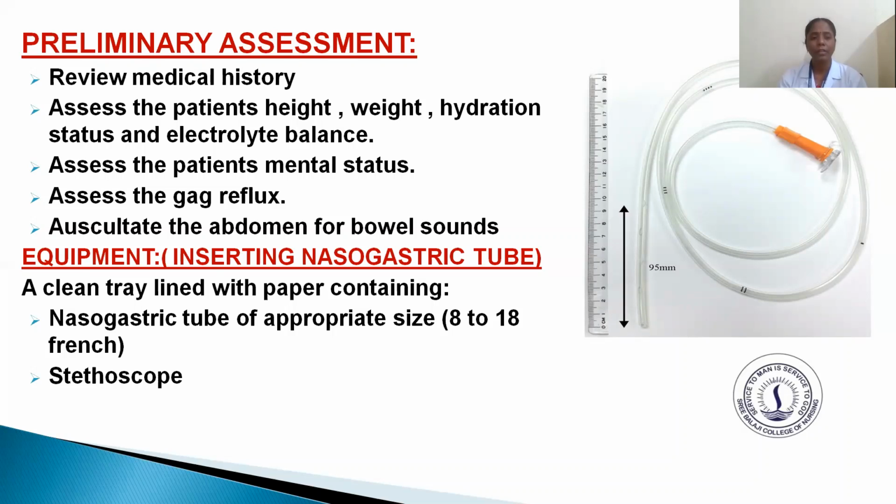Assess the gag reflexes, then auscultate the abdomen for bowel sounds also. Check whether the tube is in the abdomen or not with the use of a stethoscope. These are some of the three methods you can use to find out whether the tube is present in the esophagus or the stomach, or in the respiratory tract. And so these are all the preliminary assessments of the patient.